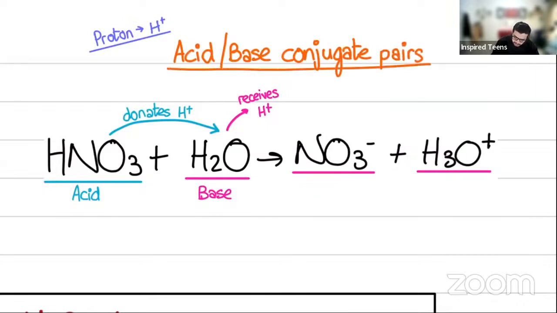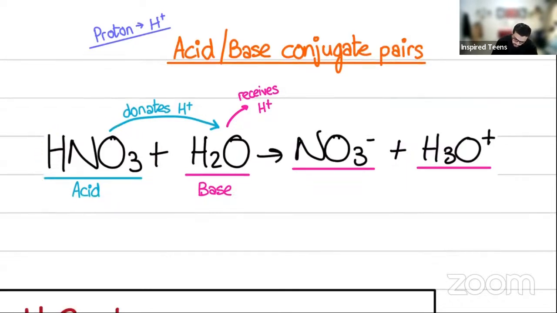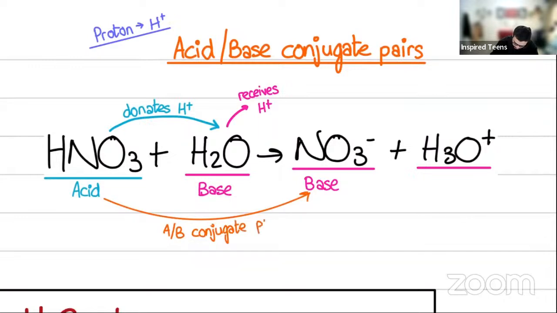Okay, acid-base conjugate pairs. So it's a pair where one is an acid and one is a base. If HNO3 is acting as an acid, whatever it becomes on the right-hand side would have to be acting as a base. So NO3 minus, in this case, is acting as a base. And these two are acid-base conjugate pairs. This is an acid-base conjugate pair.